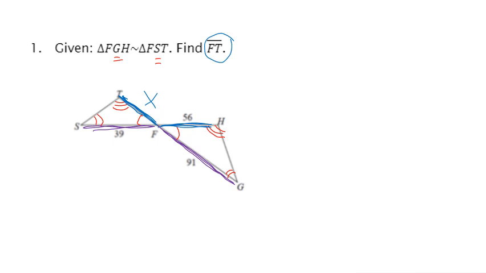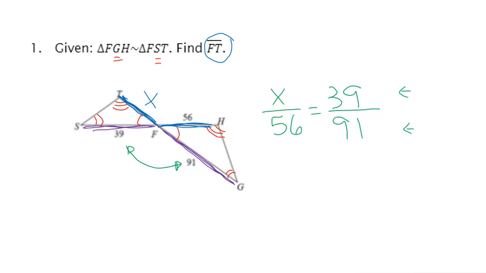So when we write this out, I see x is going to pair with 56. So we're not saying it equals 56, but whatever that ratio is, it's going to reduce to be the same thing as 39 over 91. Notice I'm picking values from the same triangle to be on the same part of the fraction. So the triangle on the left, I'm choosing to be on the top. I'm doing the same for the bottom.